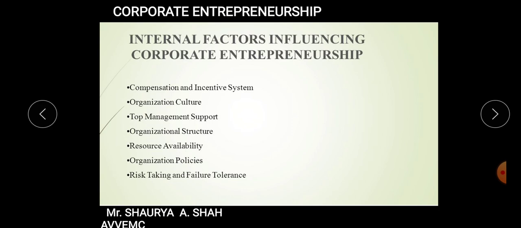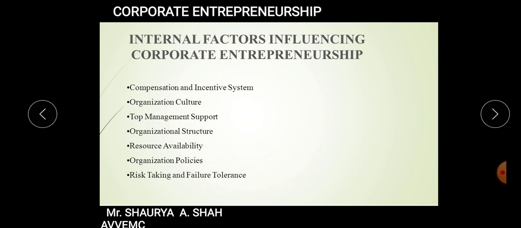Next is your organization policies, right? What do you mean by policy? Policy is a set of rules which are to be followed by all the employees, right? So organizational policies are developed well in advance, on the basis of which your entire organization works, right? So students, if those policies are very rigid, then it will again discourage corporate entrepreneurship. If the organization policies are such that employees are motivated every now and then, and are allowed to do whatever they want for the growth of the organization, with innovation, with something new, with new startups, then it affects corporate entrepreneurship, right? So this is again an internal factor.